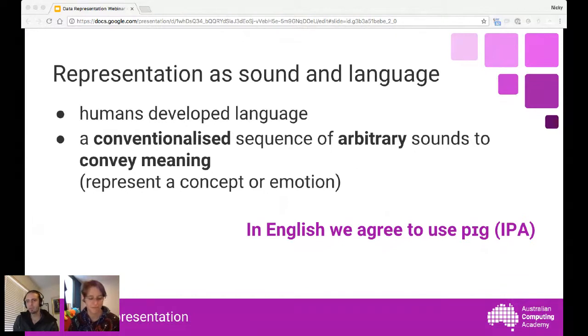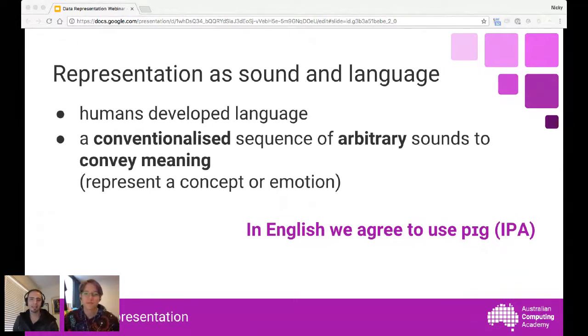In English, we use p, i, g, and we put those three sounds together to form the word pig. And when we say pig, we mean, you know, the pink round animal that we've been talking about up to this point. I think you mean the green round animal, definitely. Or the green round animal, yeah. And so that's just an agreement we've made.